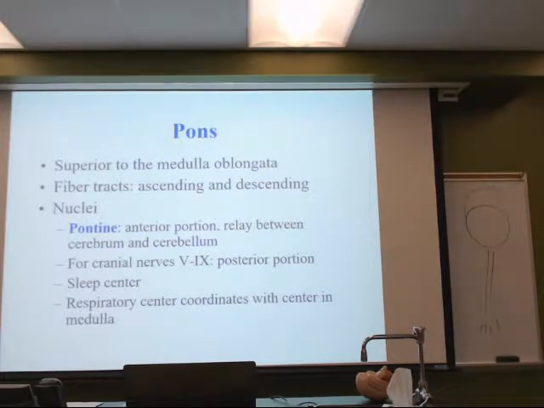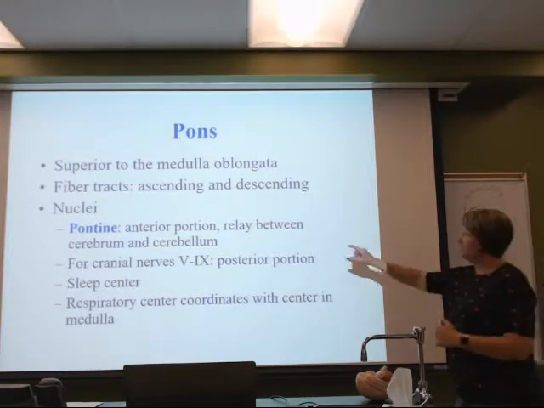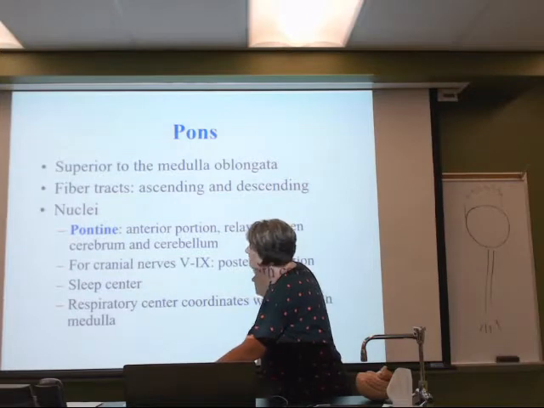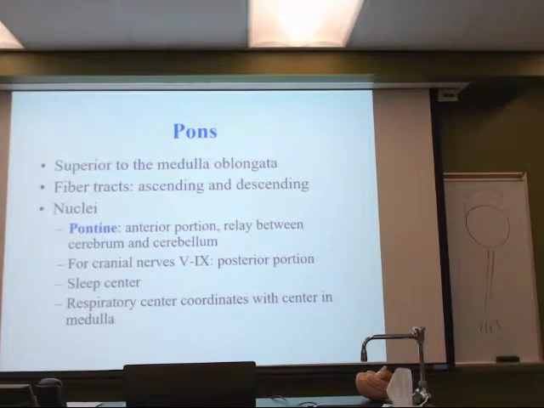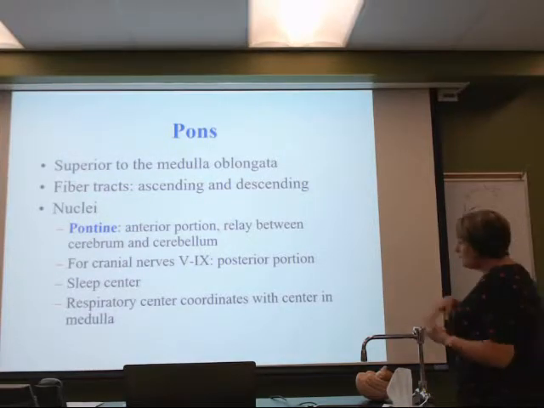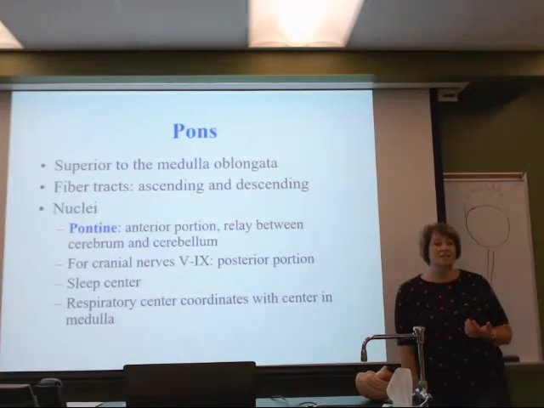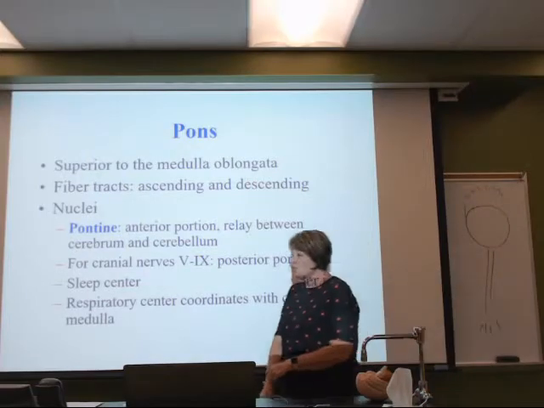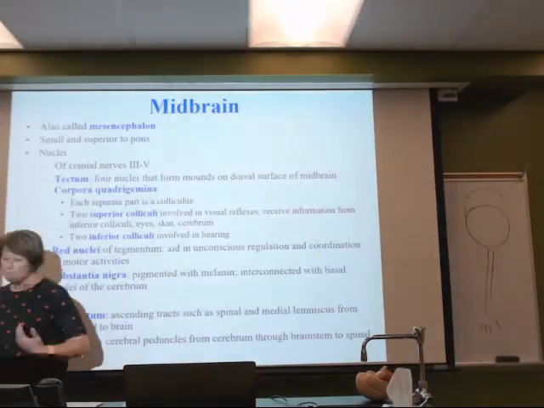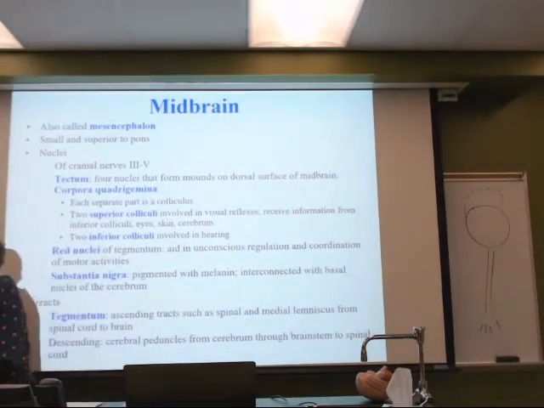All right. Now, one of the areas in the pons is termed the pontine area. The reason that this one kind of gets a little bit of attention is because it's associated with our sleep center. So that is one of the things that really gets associated. And we're going to find it's associated with the respiratory center. Two very important parts of homeostasis.